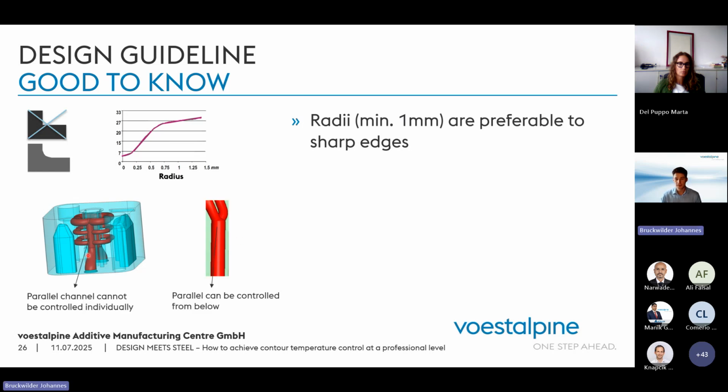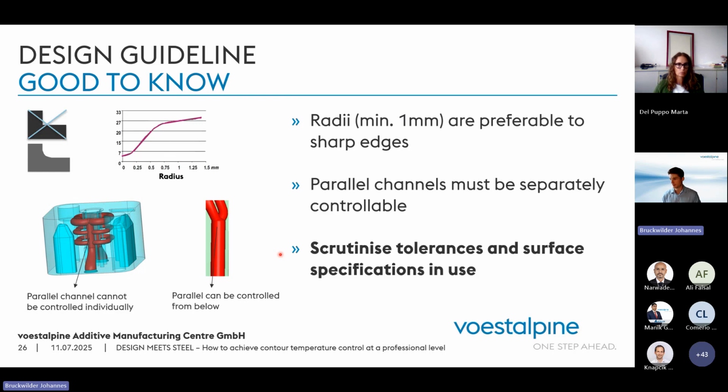And if you have parallel channels, you need to control them individually. Here, you don't know if the uppermost one is blocked or not. So please arrange them so that you can control them from below and prove them separately. That's really important.